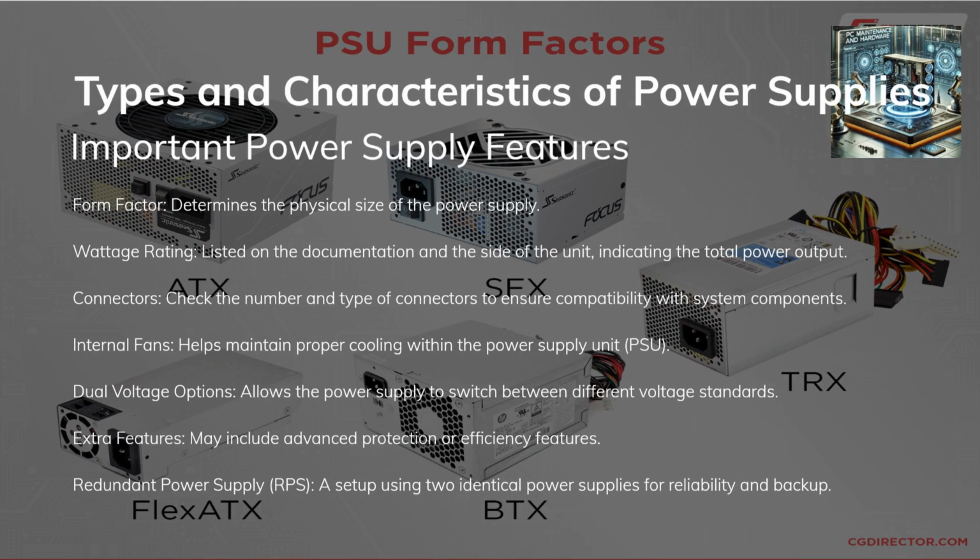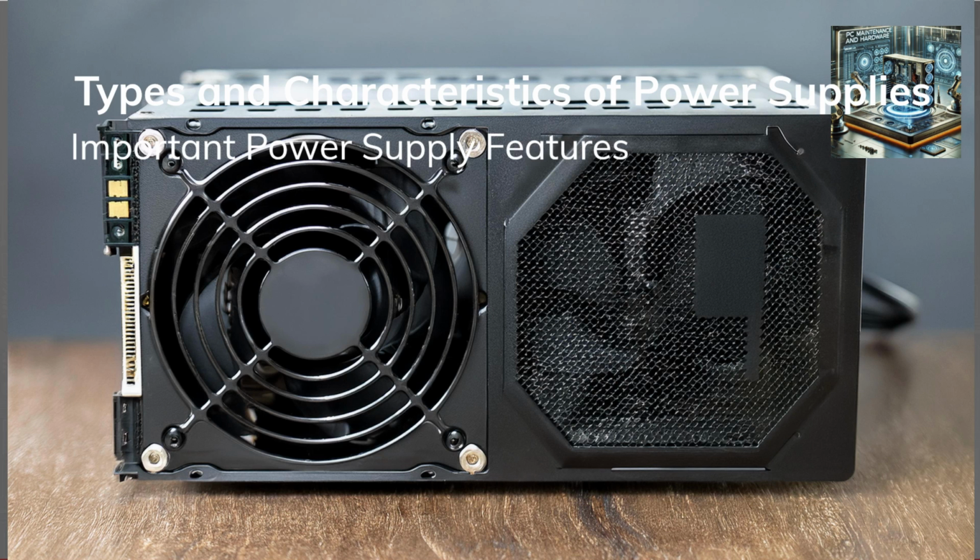When choosing a power supply, there are several important features to consider. First is the form factor, which determines the size of the power supply and whether it will fit in your case. Next, check the wattage rating to ensure it can provide enough power for your components. You'll also want to look at the number and types of connectors, as these need to match your system. Internal fans help with cooling, and dual voltage options can be useful for international use. Some power supplies even offer extra features like a redundant power supply, RPS.